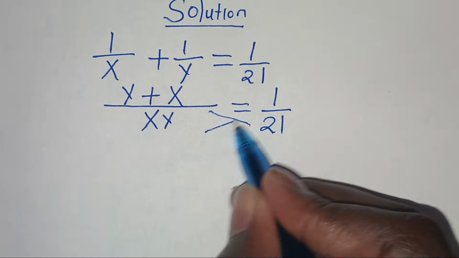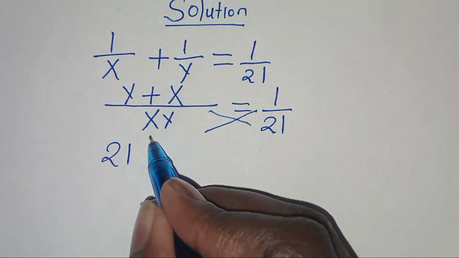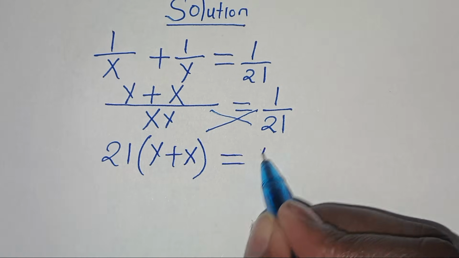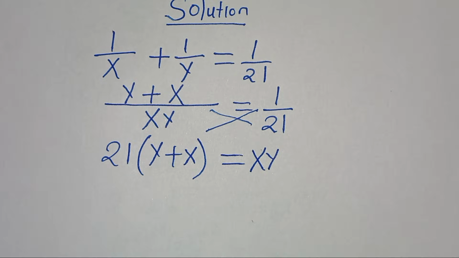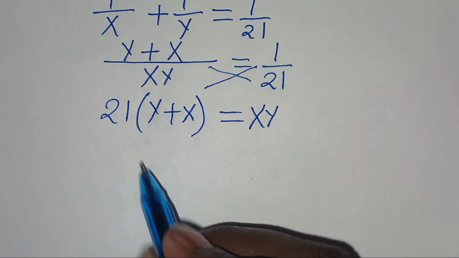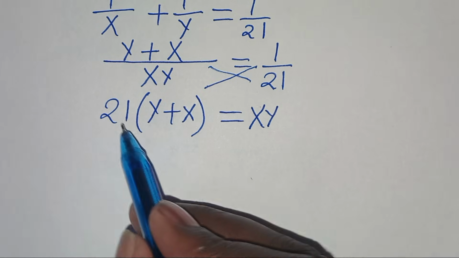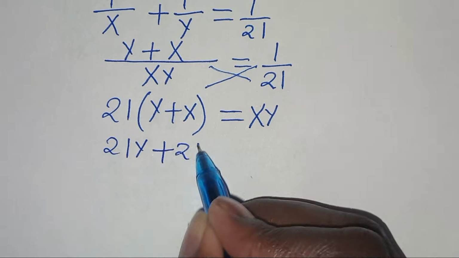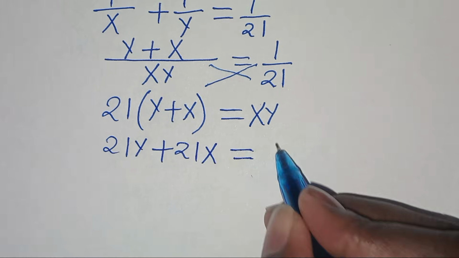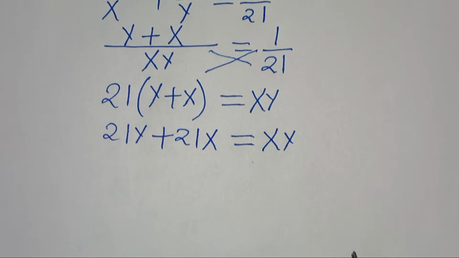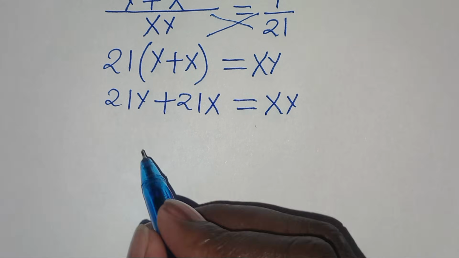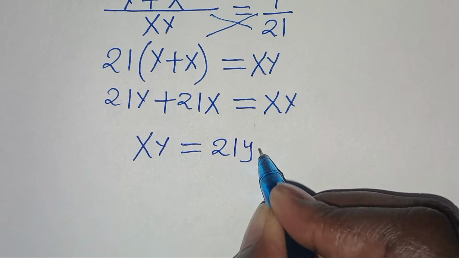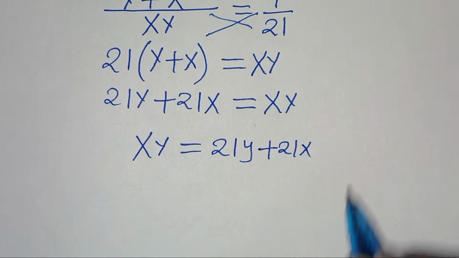So let's cross multiply from here so that we have 21 multiplied by y plus x equal to xy. This means we can open the parentheses here. So 21 times y is 21y plus 21x, equal to xy. Now we have that xy is equal to 21y plus 21x.